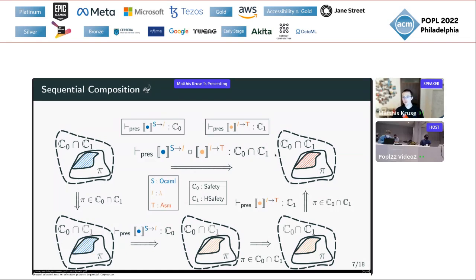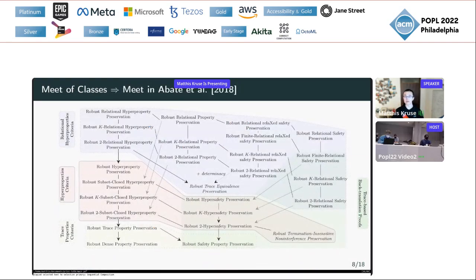But now let us talk a bit more about the intersection of security classes. So here you can see the lattice of various robust preservation compiler properties taken out of the Journey Beyond paper published by Abate et al. in 2018. Sequentially composing, for example, a compiler fulfilling robust hyperproperty preservation with another one that just fulfills robust trace property preservation means that the resulting compiler fulfills their least upper bound. So here, just robust trace property preservation. As a rule of thumb, always use the lower thing in this diagram.